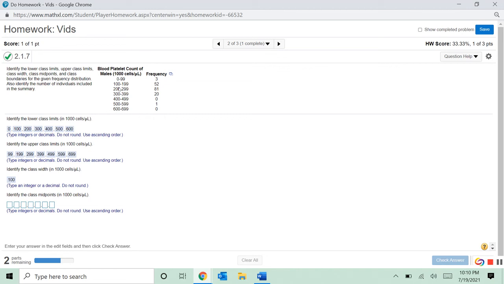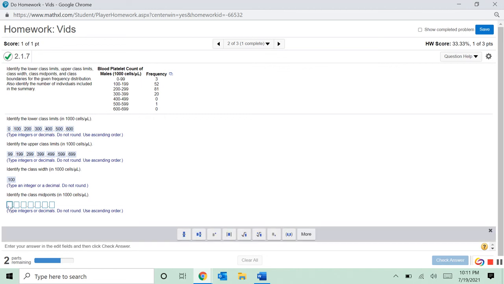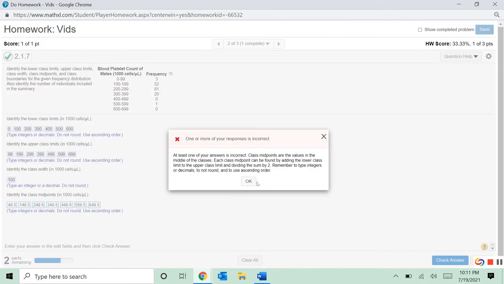Okay. Now, class midpoints, that's where we do use the 99, and we want to know halfway through that. So I take this lower versus higher, which is 99, right? 199 minus 100, or 299 minus 200. And I divide 99 in half, which is 49 and a half. And I'm going to then add that to the lower class limit. So in this case, 0 plus 49.5 is 49.5. And then this is going to be 149.5, 249.5, 349.5, 449.5, 549.5, and 649.5.